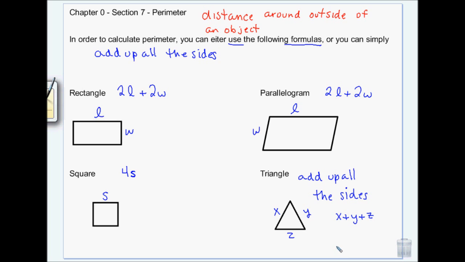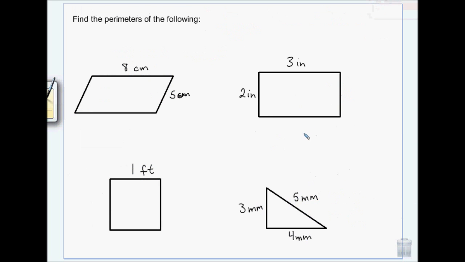Any questions on that? Okay, so we're going to find the perimeters of the following. If we decide not to use the formula, if this is 8 centimeters, how long is this? And this is also the same here. Let's say on a test, if you were to do this, would you want us to put units?